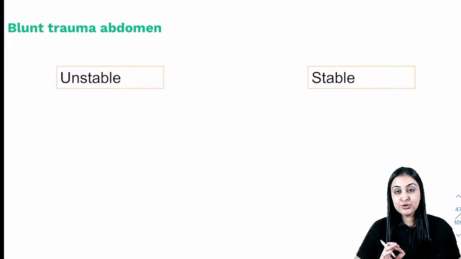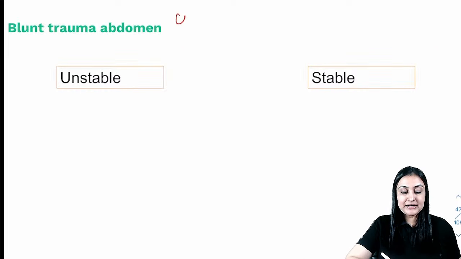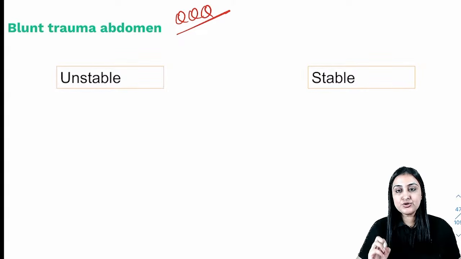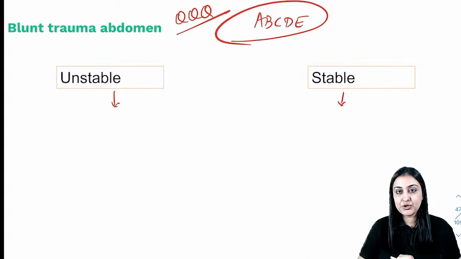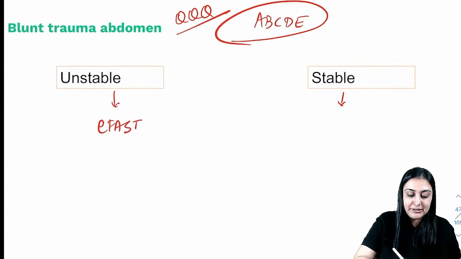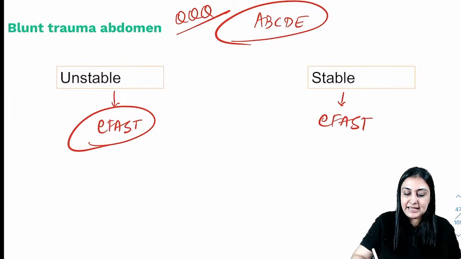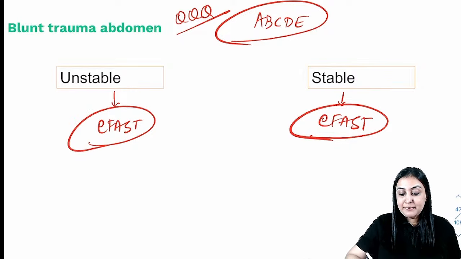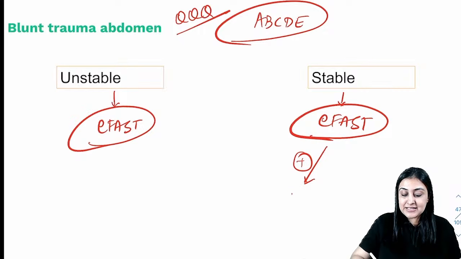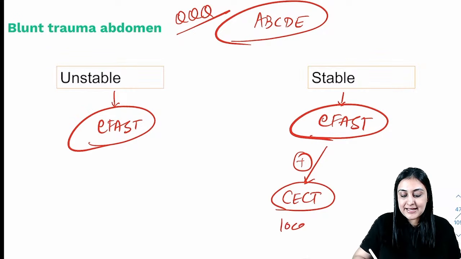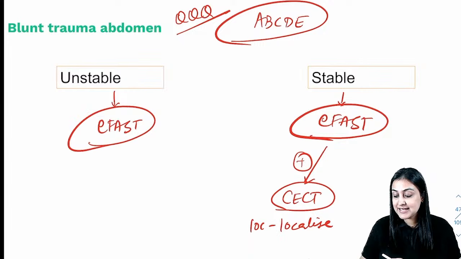Now we are going into approach to blunt trauma abdomen. Very quickly, very important. So just 2 words you remember. Any patient, whether stable or unstable, first of all, what do we do for everybody? ABCD, primary survey for everybody. This I am sure you all know. Investigation wise, what do we do first? Whether patient is unstable or stable, the first thing you will do for everybody is E FAST. Very important. If patient is stable and E FAST is positive, meaning I found fluid, I found hemoperitoneum, then I want to further investigate. I would do a CECT to localize, the investigation of choice to localize site of injury.